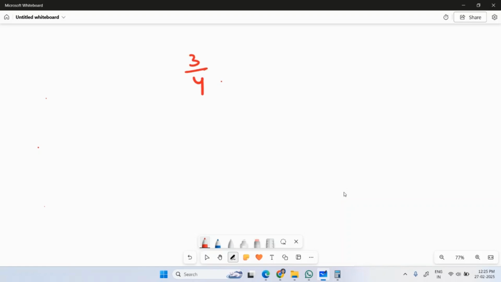Let's subtract one more fraction. 3 upon 4 minus 6 upon 15. Here the denominators are 4 and 15. They are not prime numbers. Both denominators are composite numbers only. Let's take the LCM. The first method is LCM. The second method is converting into equivalent fractions. So the LCM of 4 and 15.